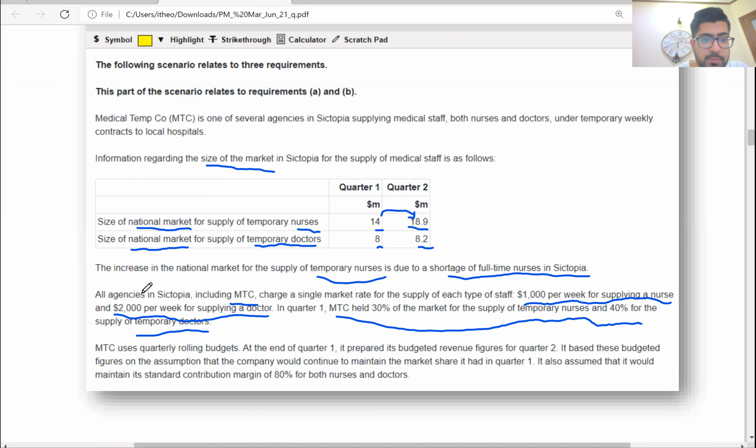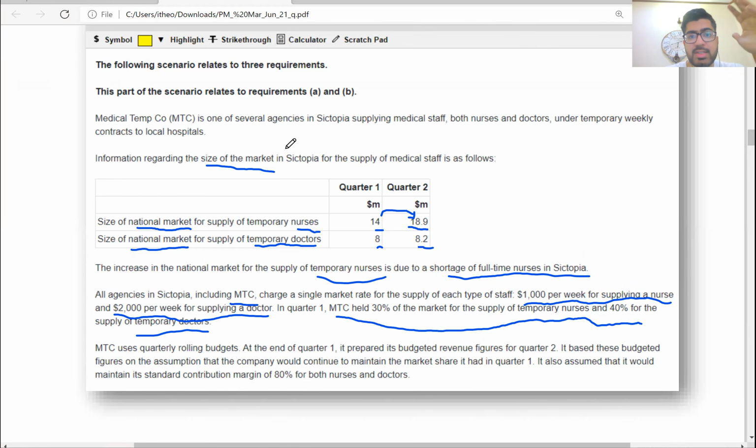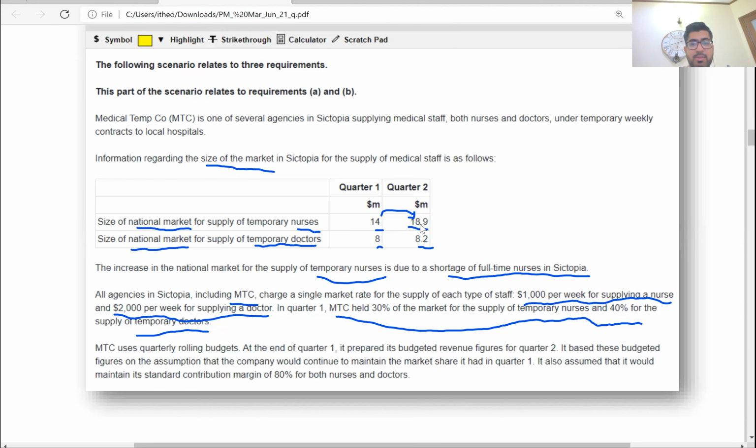Medical Temp Company is one of the several agencies in Sectopia supplying medical staff. So MTC is an agency in Sectopia. Sectopia might be a country. It's supplying medical staff, both nurses and doctors, under temporary weekly contract to hospitals. The size of national market for supply of temporary nurses in quarter one is 14 million, and quarter two, 18.9 million. And for temporary doctors, it's 8 million in quarter one and 8.2 million in quarter two. This is the size of the national market.